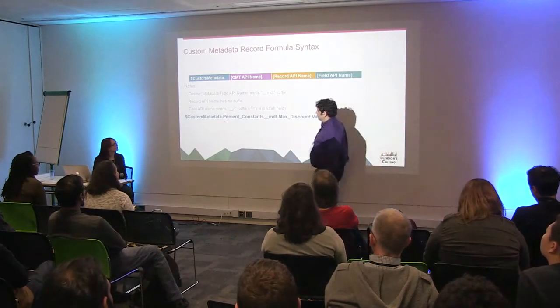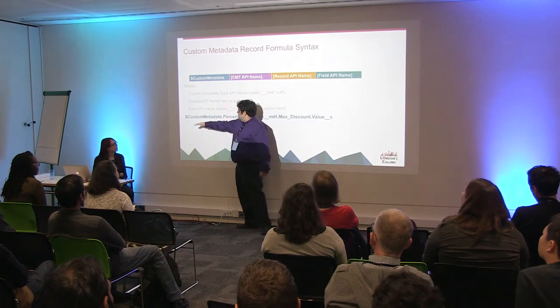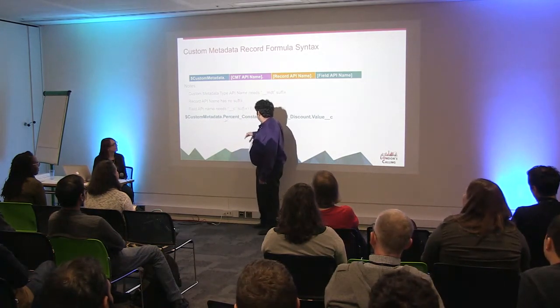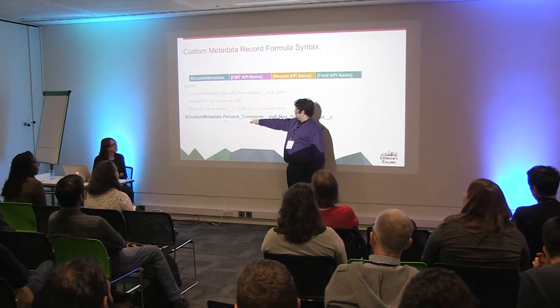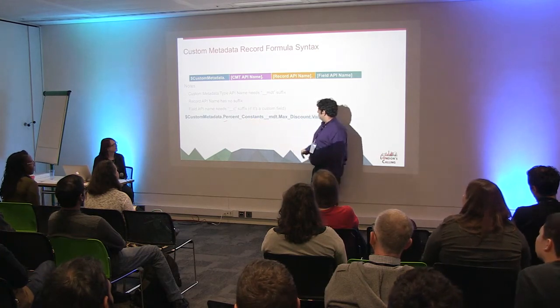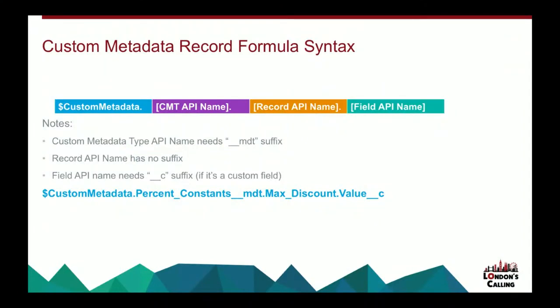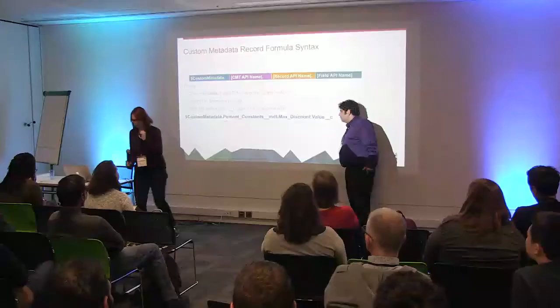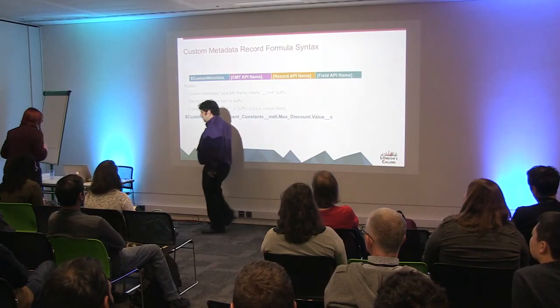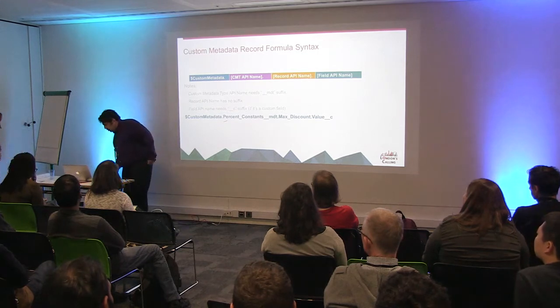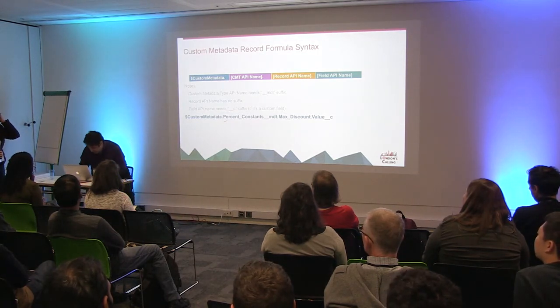So for example, the type is Constants__mdt, I want the Max_Discount record, and I want the Value__c value for that record. I think it's the demo now. Oh, yes, you're right. It's the demo.